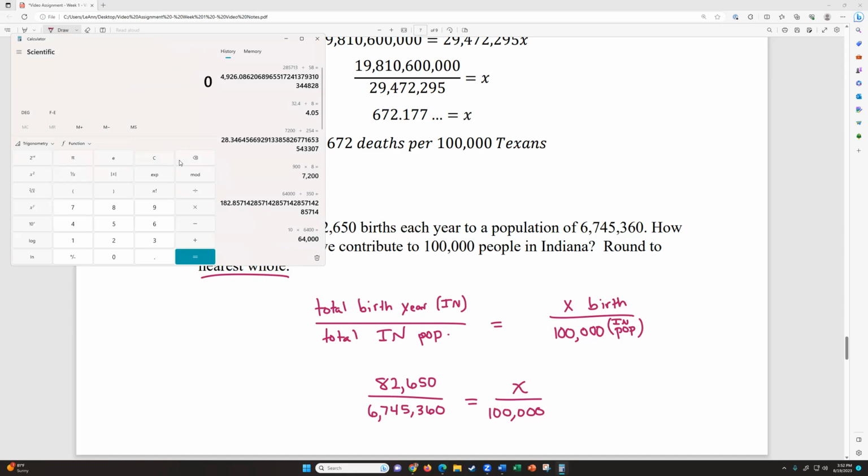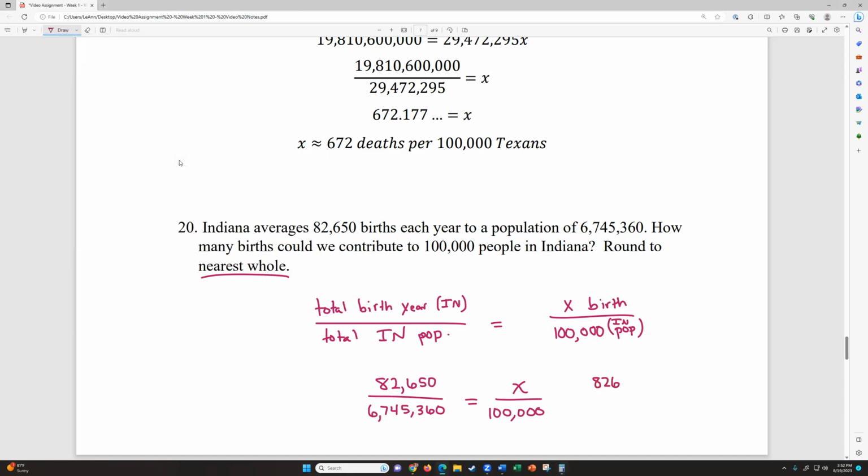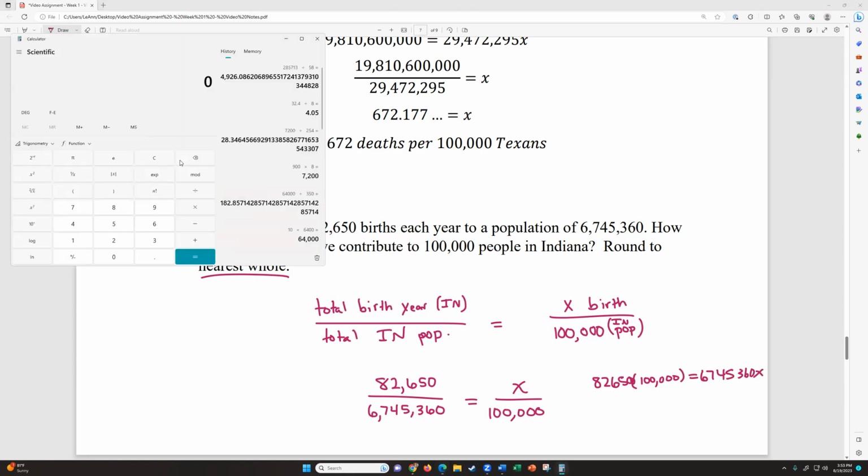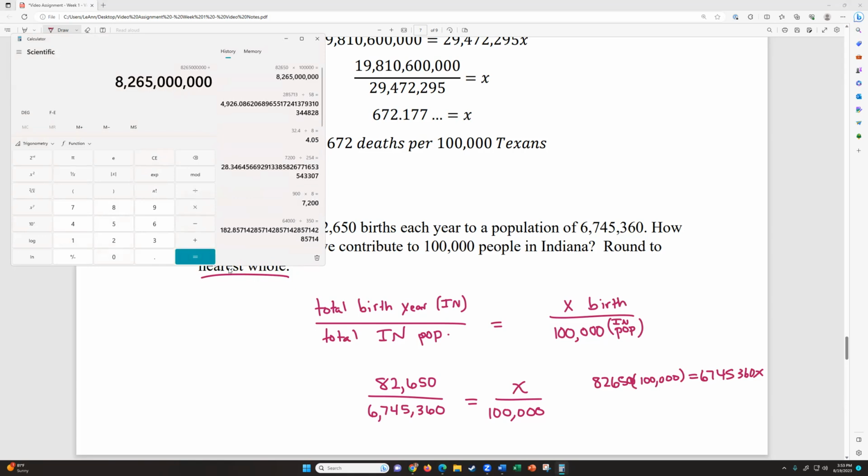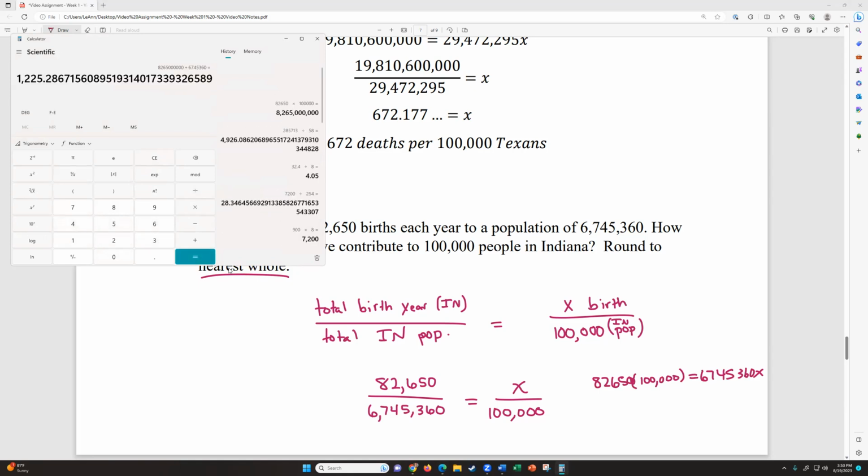Now I might write out what I multiplied: 82,650 times 100,000, just to show some partial credit work, over 6,745,360 times X. But let's do it all on our calculator so we don't round until the very end. So 82,650 times 100,000, and then divide that by 6,745,360 to get our X by itself.